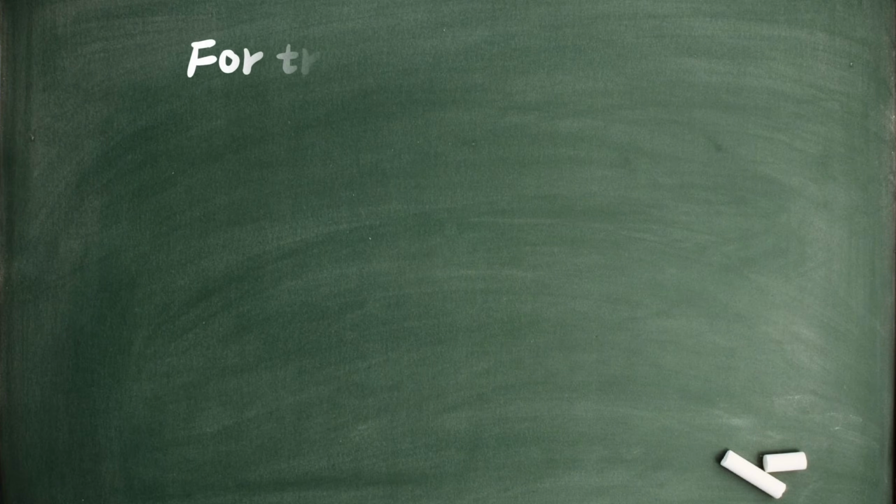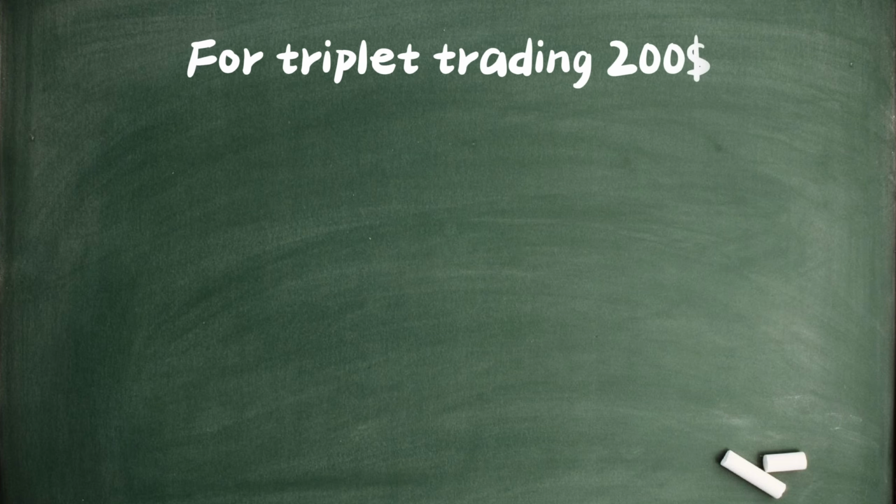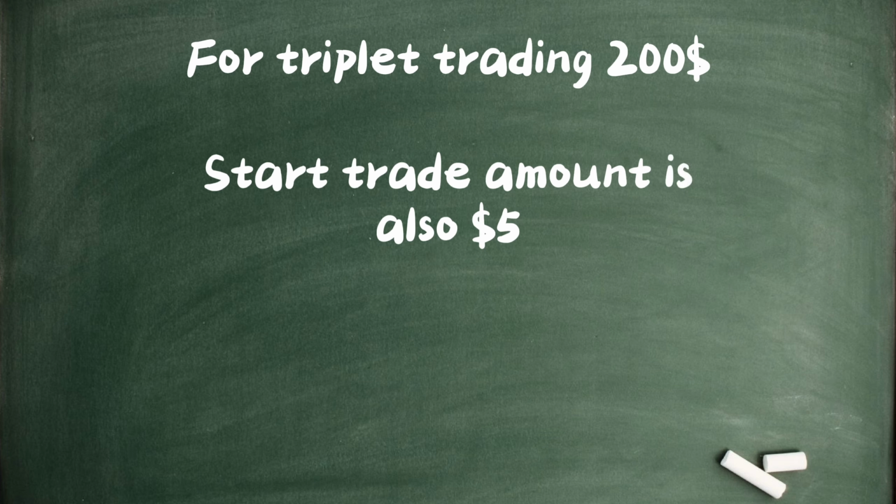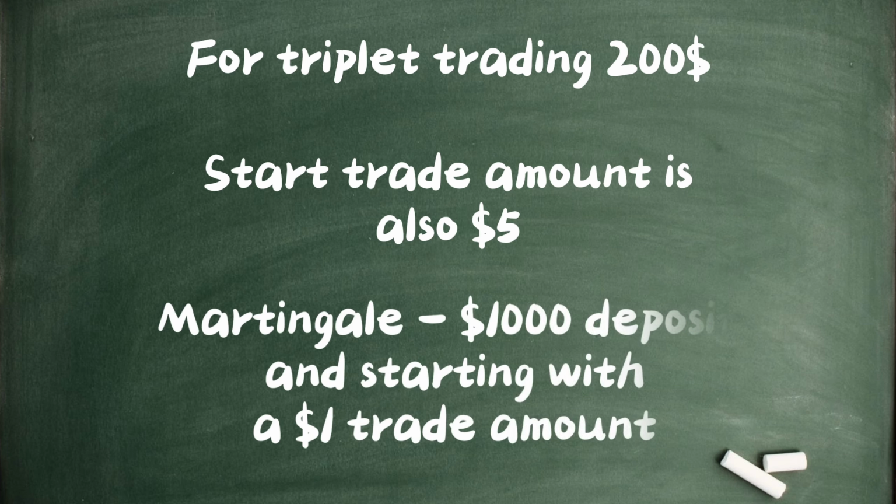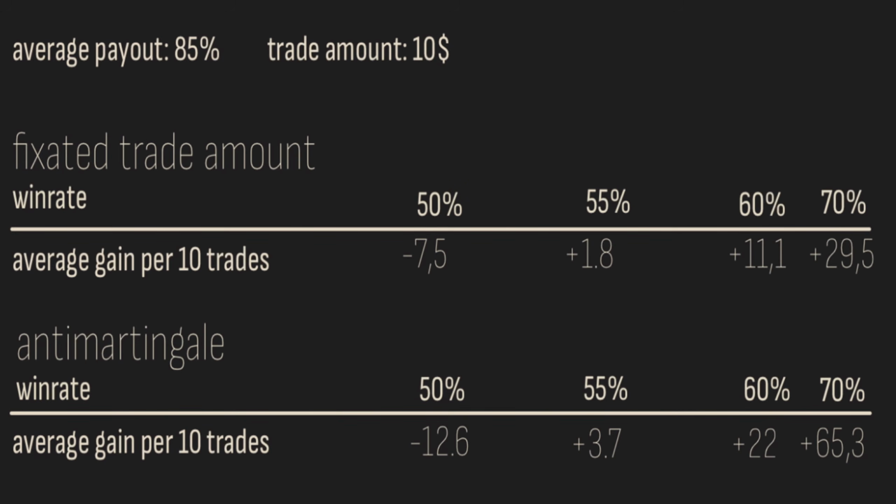For triplet trading, I'd suggest at least $200. Start trade amount is also $5. And if you want to trade using Martingale, I would recommend at least a $1,000 deposit and starting with a $1 trade amount. But again, I recommend beginners start with the classic system and more experienced folks try triplets.